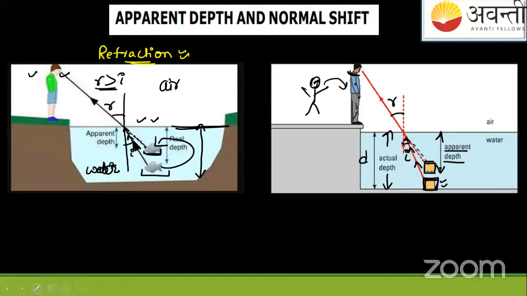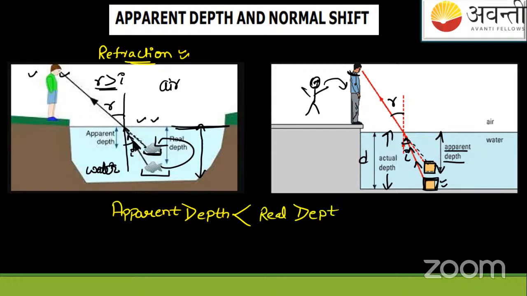Okay. So we can conclude like this, that apparent depth, this is the apparent depth. This is what, less or greater? We know this, it's less than the real depth. Remember all this. Apparent depth is what? Less than the real depth.